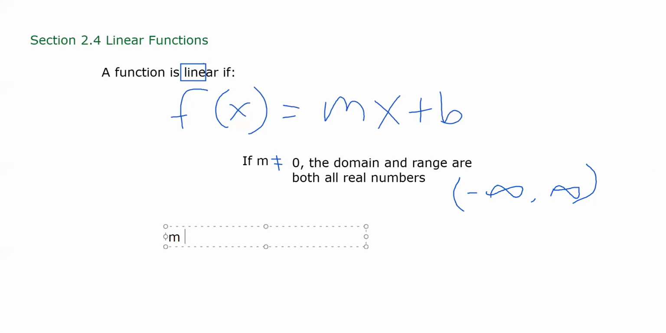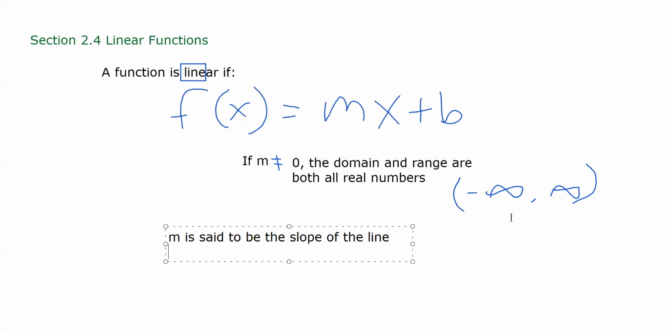What else? m is said to be the slope of the line, which is going to tell us basically how steep the line is. And so zero slope is a flat horizontal line. We talked about that last time. Also, the sign of the slope, positive or negative, is going to tell us whether it's basically going uphill or downhill.